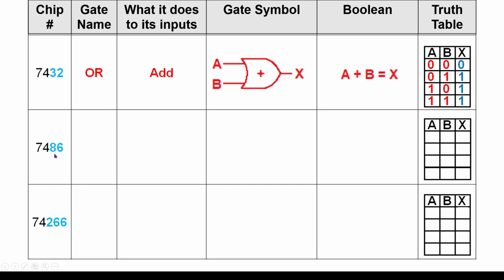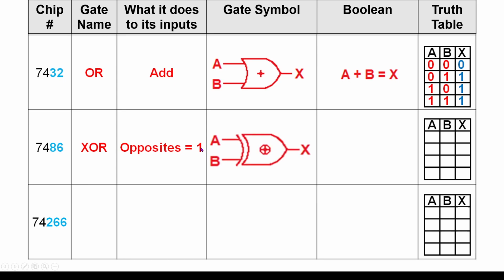Okay, so the 86 is a special variation of the OR gate called the exclusive OR, or the XOR. I like to call it the XOR gate, but I'm wrong and don't do that. It's the exclusive OR, or the XOR gate. What does it do? Well, if there are ever opposites in the truth table, they equal a 1. If there are ever opposites in the truth table, they will equal a 1. And I'll get to that when I get to the truth table over here.